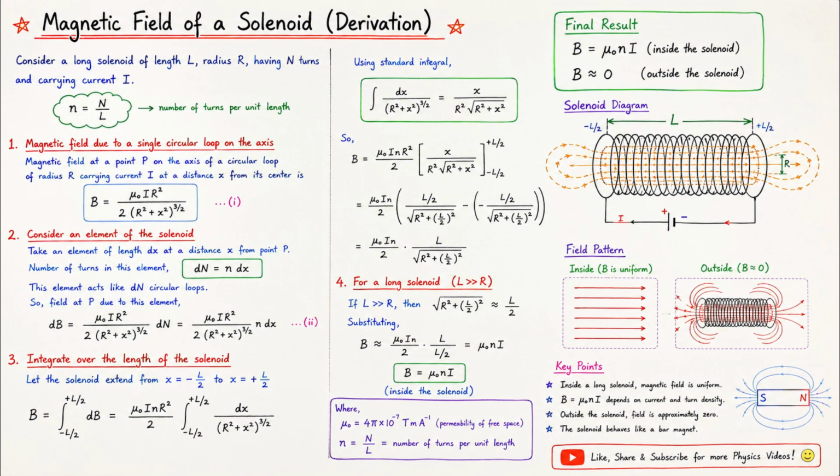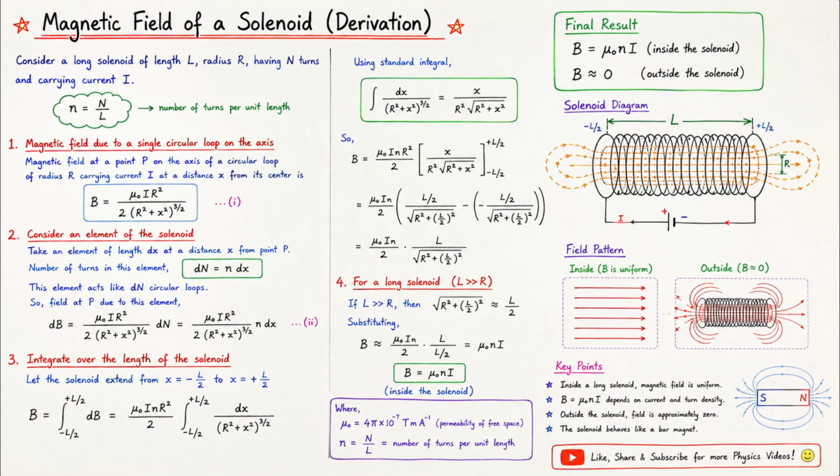Step 1. Magnetic field due to one circular loop. Consider a single circular loop of radius R. The magnetic field at a point P on its axis at a distance x is dB equals μ0 I R² over 2(R² plus x²)^(3/2), where μ0 equals 4π times 10^-7 T·m/A and I equals current through the loop.